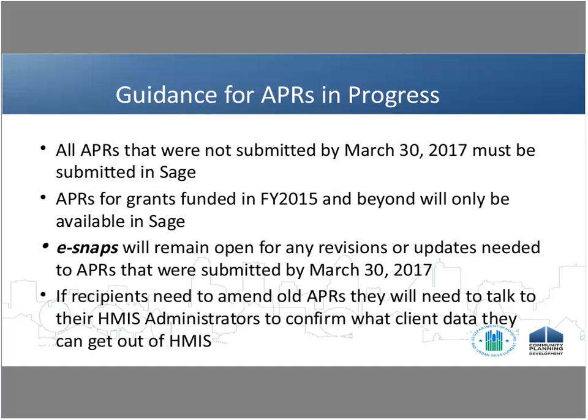However, eSnaps will remain open for any revisions or updates needed to APRs that were submitted by March 30th, 2017. So if you have one in eSnaps that needs some changes, you can still access those and do the final submission in eSnaps. If recipients need to amend old APRs, they'll need to talk to their HMIS administrators to make sure that the data that can be produced by the HMIS system conforms to the specifications of the older APRs.